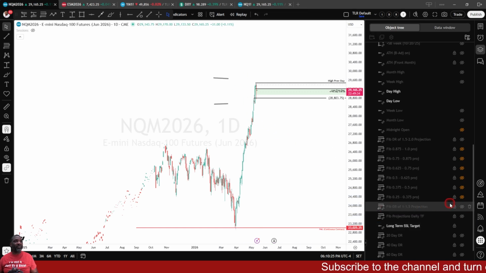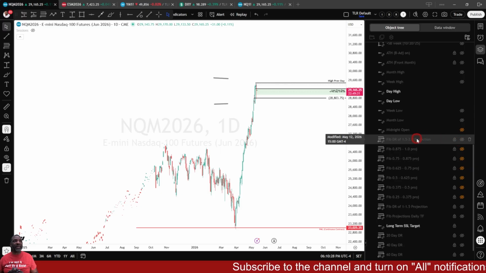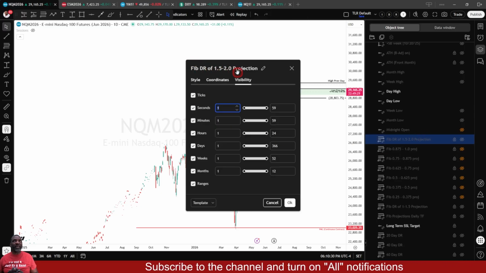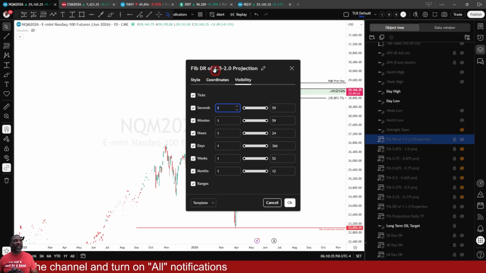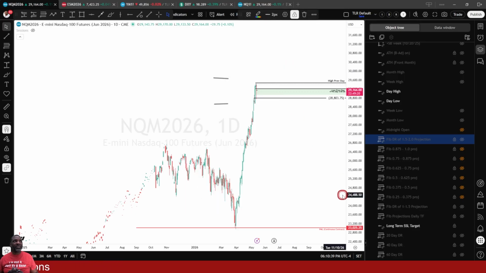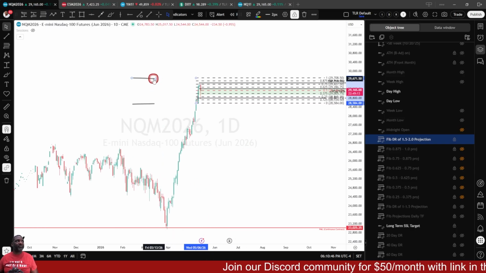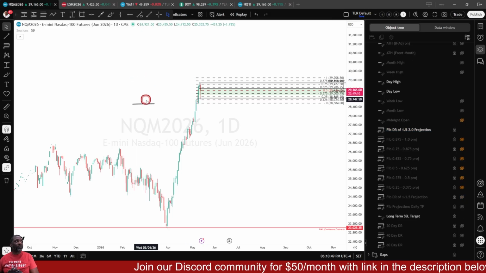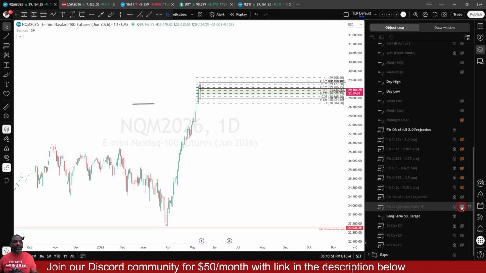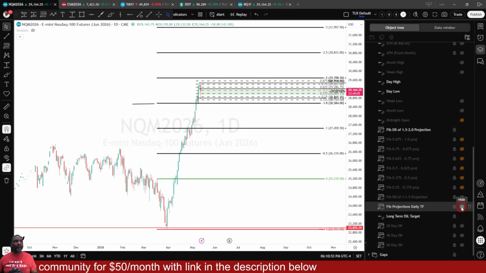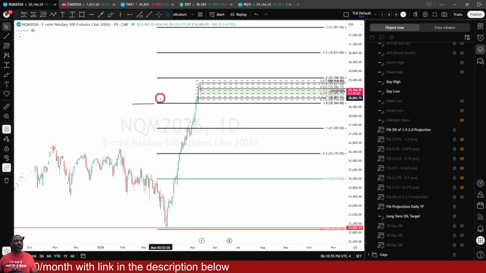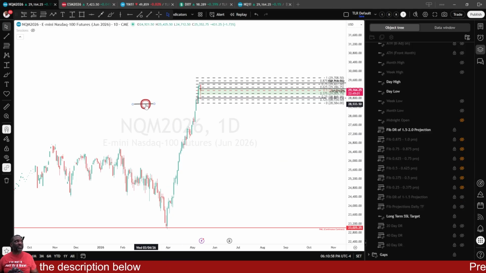And then we're going to look at another Magical Fibonacci tool. You notice what that's named. Fib dealing range, that's DR. Fib dealing range of the 1.5 to 2.0 projection. I'm going to turn that on. Right there. What do you notice about that? That is the range that we're in. Remember our Fib projection? See there? 2 and 1.5. That's the range that we are in.